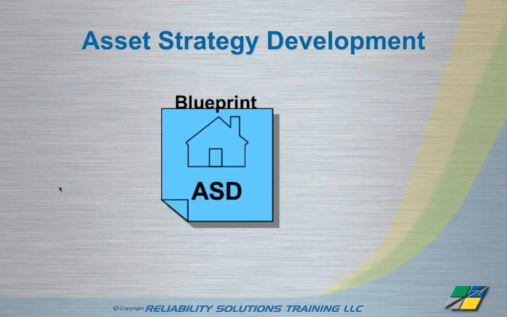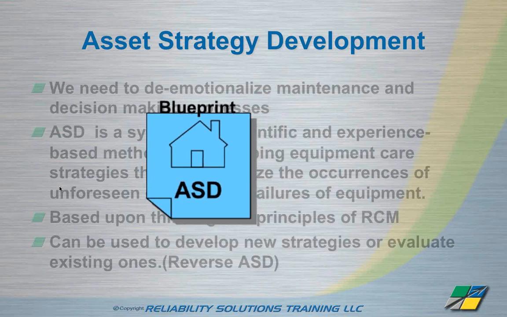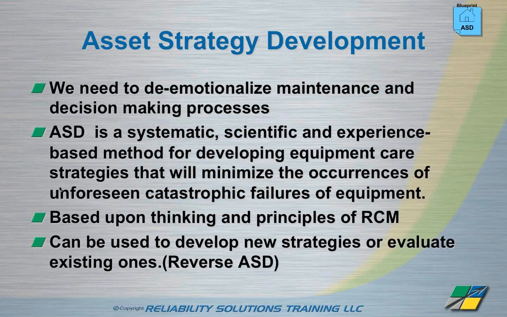So let's look at each one of these items in a little bit more detail, starting with ASD, or Asset Strategy Development. ASD is basically a systematic, a scientific, and experience-based system for developing equipment care strategies. It's based on the thinking and the principles of RCM, but treats it in a slightly less rigorous manner, in other words, to make it more practical and doable. One of the things that we really need to do in the reliability and the maintenance operations world is de-emotionalize the maintenance and operational decision-making processes.